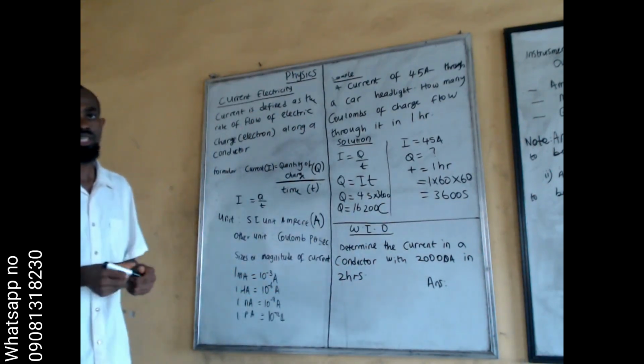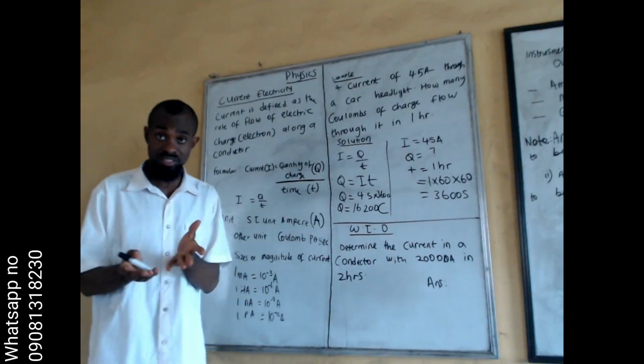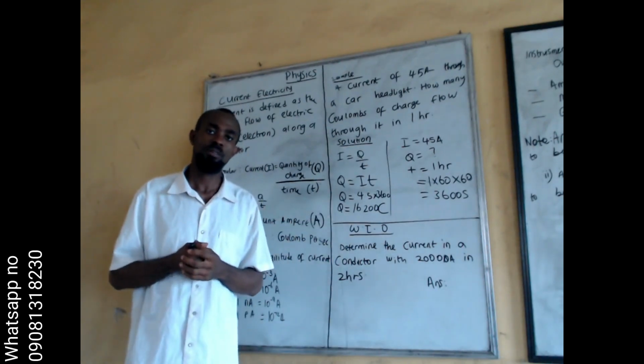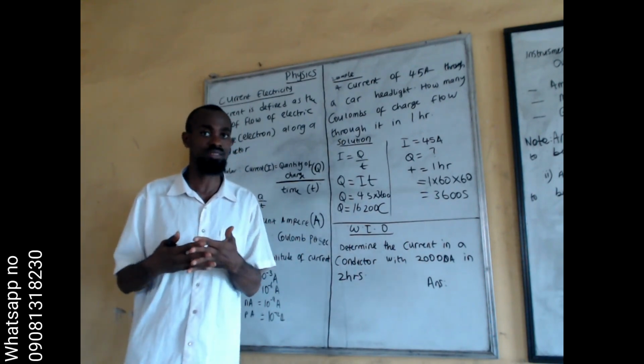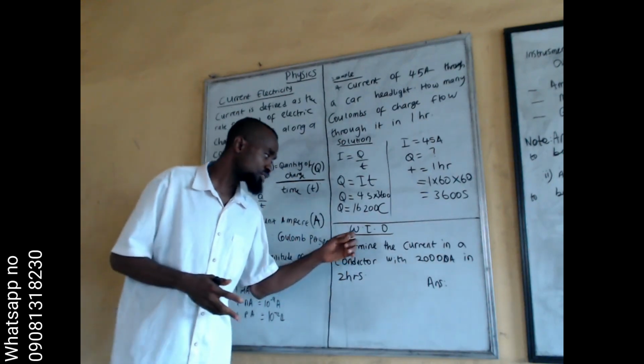So the calculations are not hard. You either calculate for current, charge, or time. To test what you are doing, test yourself: what is current? Say it with your mouth. If you can't say it with your mouth, it means that you don't understand it. So try and say what current is. Define current.